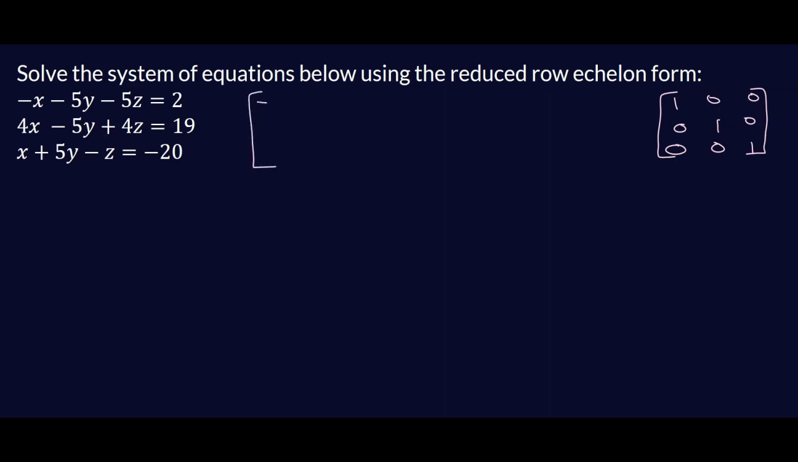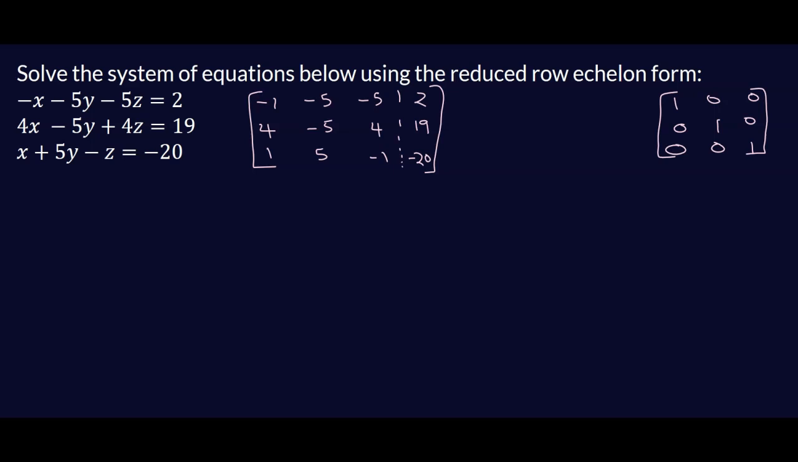So we have -1, -5, -5, and then we have our vertical line here, 2. Second one, we have 4, -5, 4 here again, and then we have 19. The third row, we have 1, 5, -1, and then -20. So here's our goal. We're trying to get to this format right here.